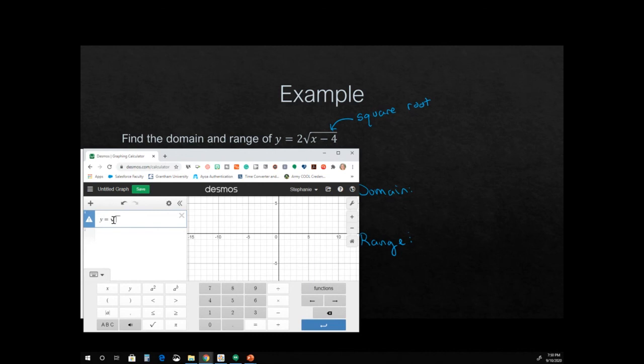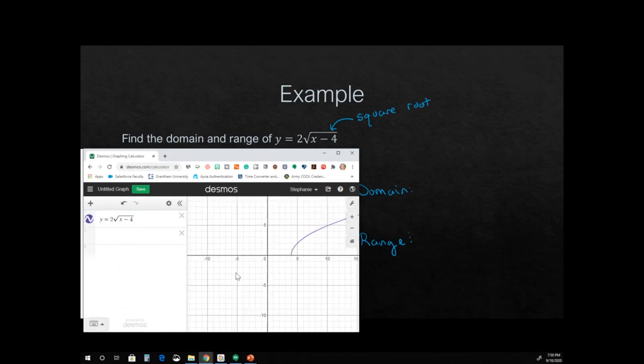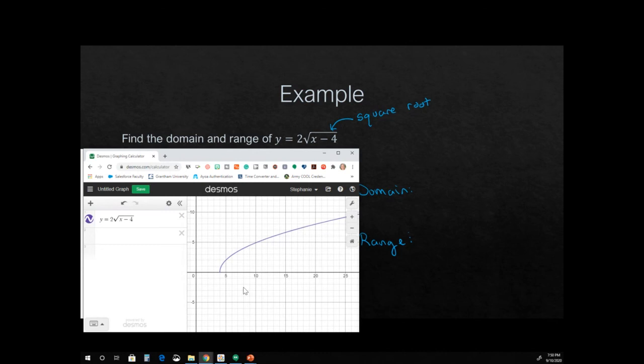So I notice, whoops, I don't have my 2 out to the left of the square root. Now this is not a 2 to the root. This is just a 2 times the square root. So I'm going to use my arrow key to go back to the left and hit the 2. And then I hit the arrow until I'm back inside the square root. And then I have x minus 4. So this is what a square root graph looks like.